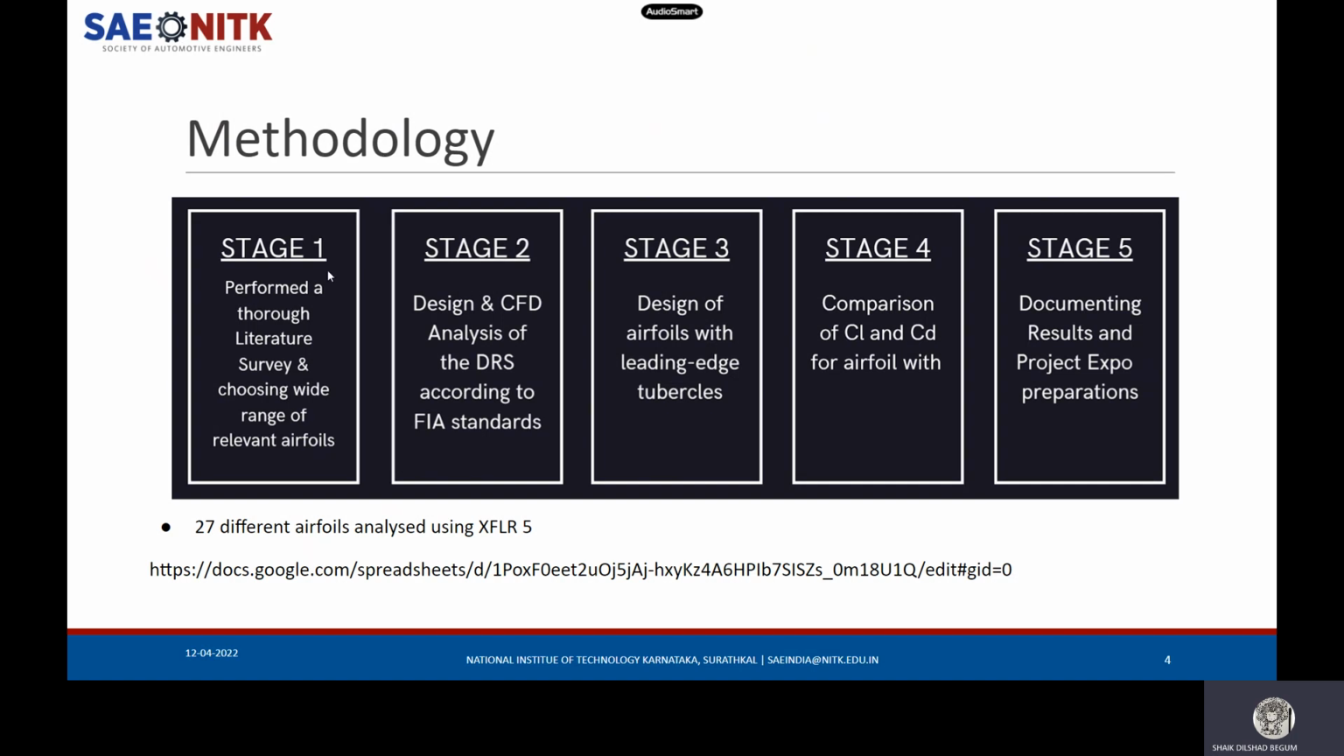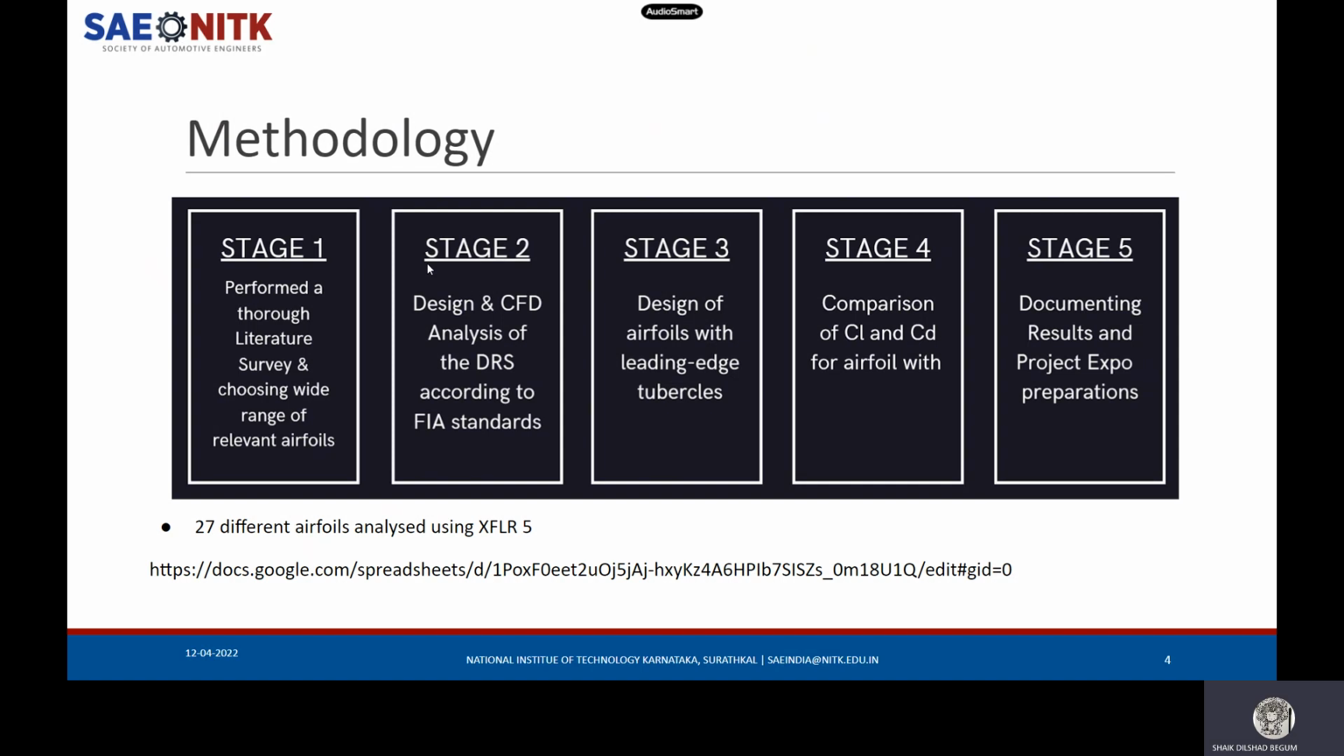After XFLR5 analysis, two best airfoils were chosen, which are GOE 464 and S1223, one for the base and one for the flap. The chosen airfoils were designed in Fusion 360 and CFD analysis was performed in ANSYS. The design was according to the FIA standards.